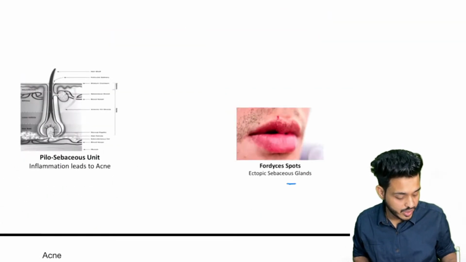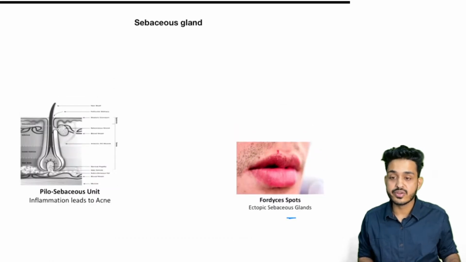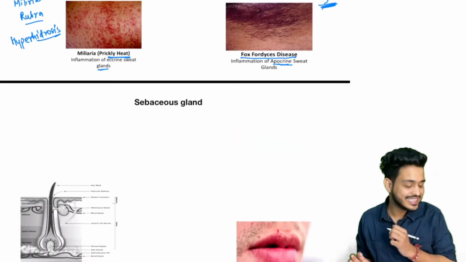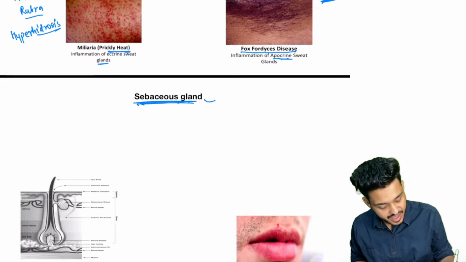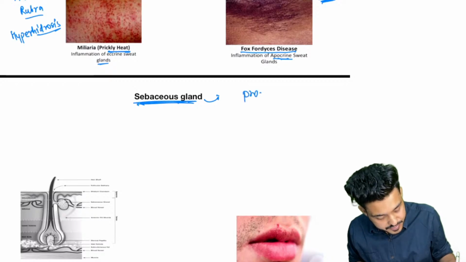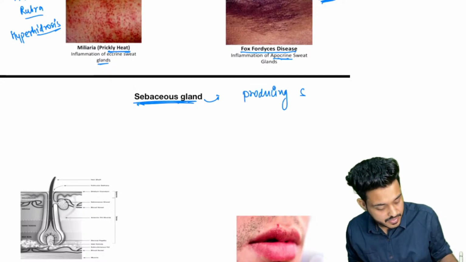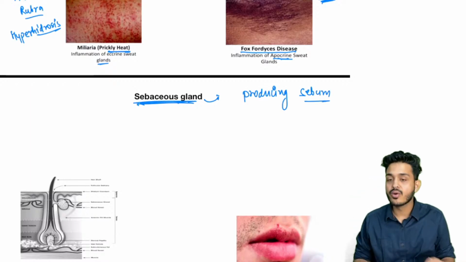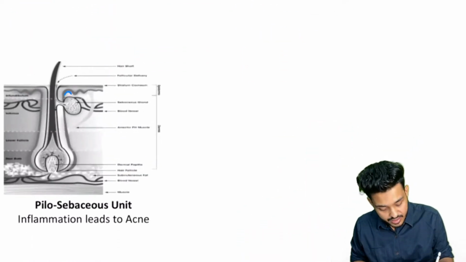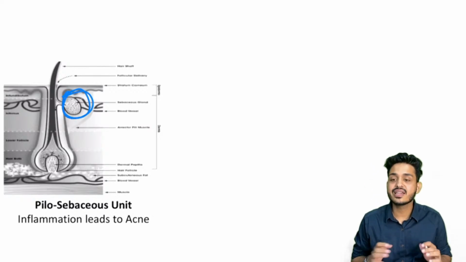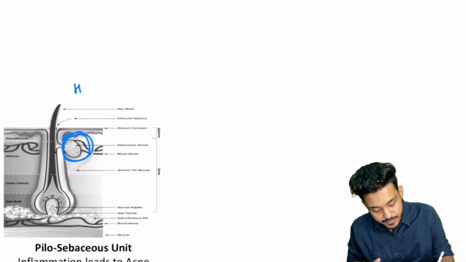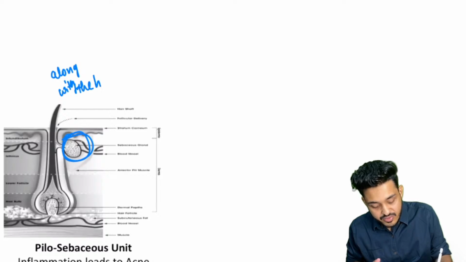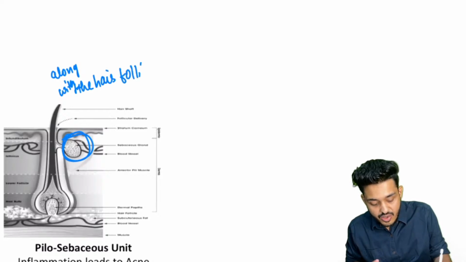And this one is your Fordyce's spots. Okay, you should not confuse Fordyce's spots with Fox-Fordyce disease. They are basically sebaceous glands. What will sebaceous glands do? They will be producing sebum, right? And look here, this is a sebaceous gland. They are opening along with the hair follicle. So they are opening along with the hair follicle.